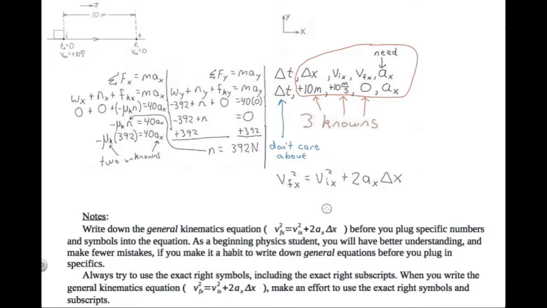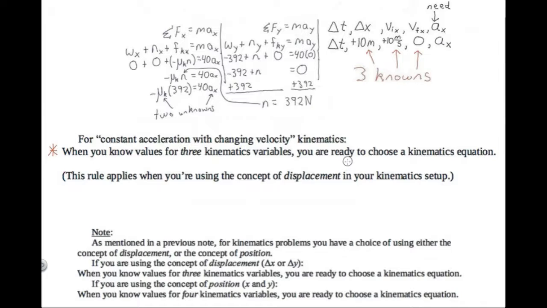Of course, we're using a kinematics equation for the x component because that's the component that the object is moving in. This is the right kinematics equation to use because this is the equation that involves the 4 kinematics variables that we care about: delta x, v initial x, v final x, and a sub x. Or, a faster way to put it is that this is the correct equation to use because this is the equation that's missing delta t, the one kinematics variable that we don't care about. Remember, you're ready to choose a kinematics equation when you know values for 3 kinematics variables.